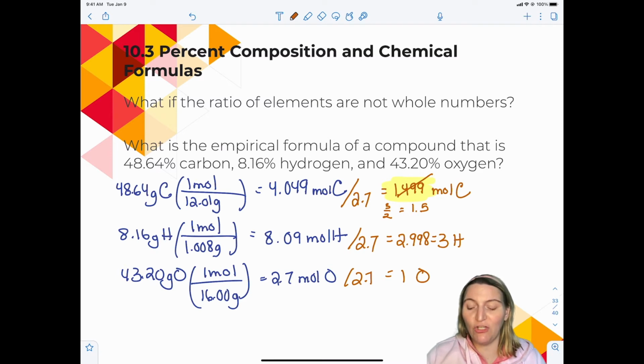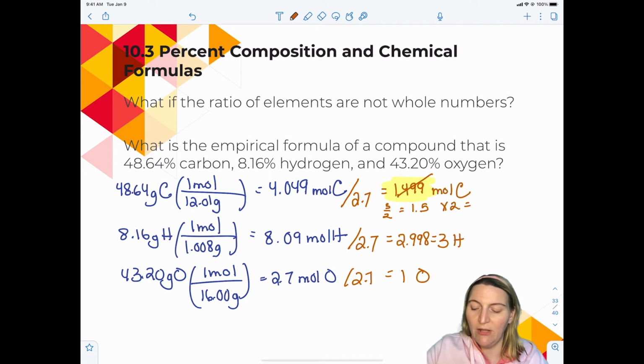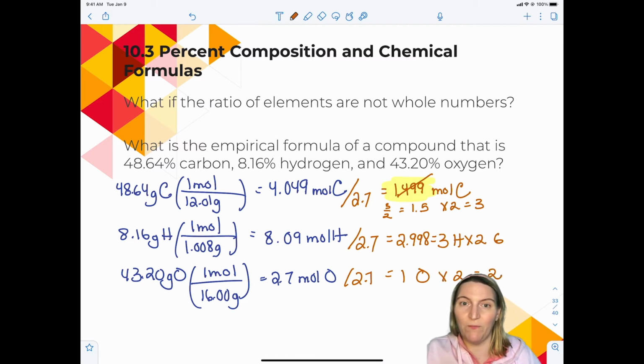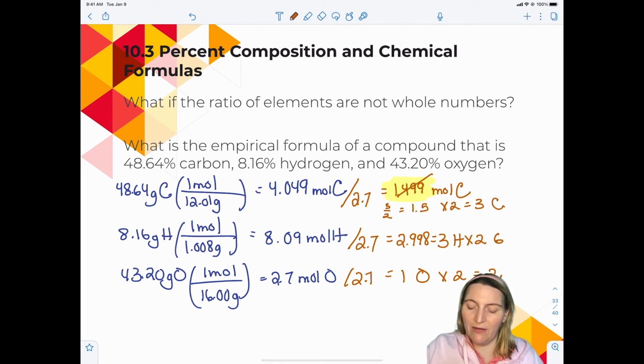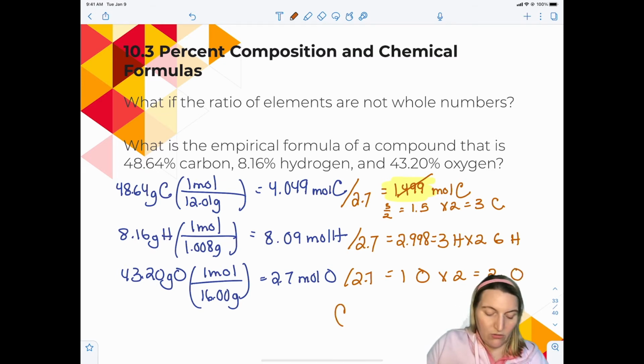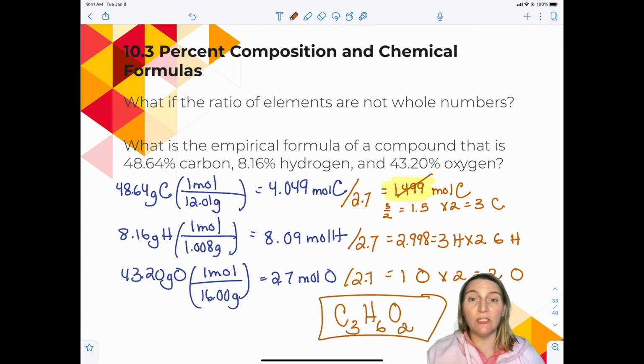Well, if I want to keep the same ratio, but I want to get rid of the decimal, if I multiply 1.5 times 2, that equals 3. If I multiply all the other ones by 2 as well, I will keep the same ratio. So instead of 1.5 carbon, I would have 3 atoms of carbon. 3 times 2 is 6 atoms of hydrogen, and 1 times 2 is 2 atoms of oxygen. So C3H6O2. Smallest whole number ratio, but you have to do that little trick.